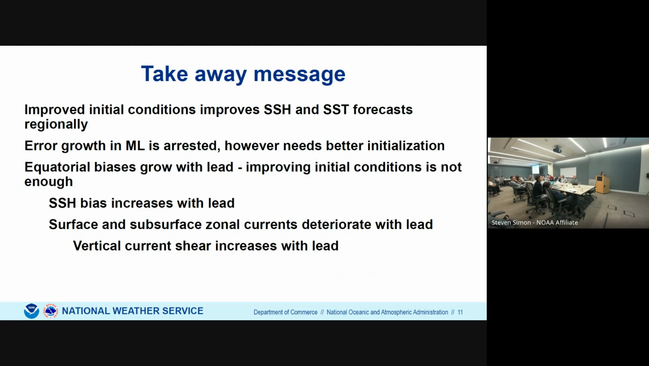For example, the sea surface height biases have increased with lead time, particularly around the dateline, and the surface and subsurface zonal currents show some deterioration with lead time, particularly increasing this vertical current shear.